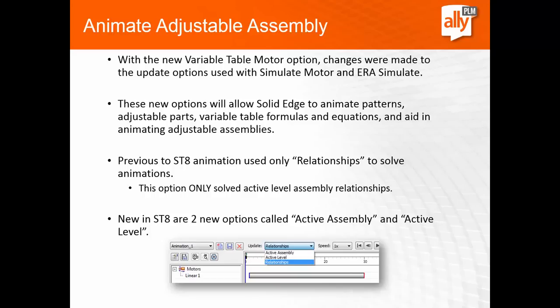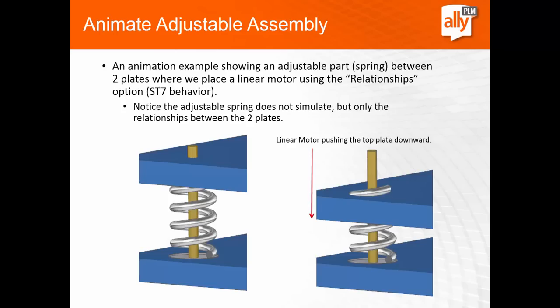Now what goes along with this are some animation options that we have. Previous to ST8, when we did an animation, there was only one option. It was a relationships option, which solved our animations. Now there are two new options in ST8 called active assembly and active level. So I'm going to go through this example in the slides, and then we'll do it in an example. I'll show it to you in just a minute.